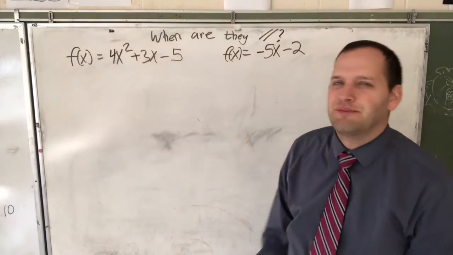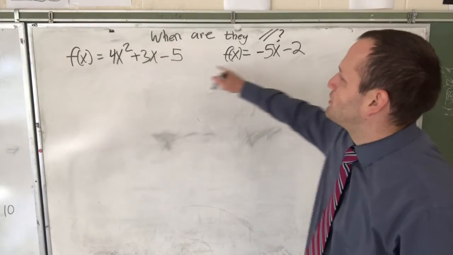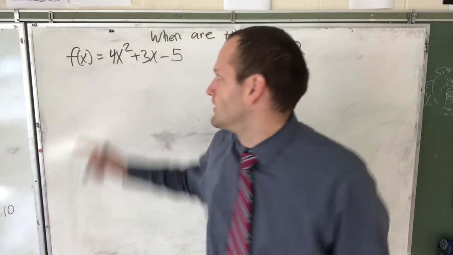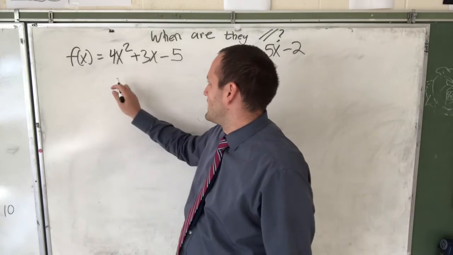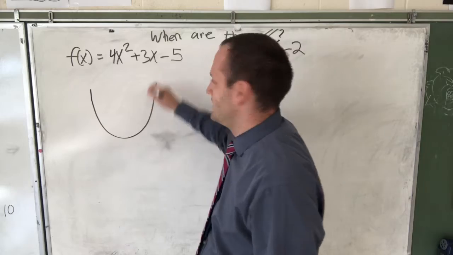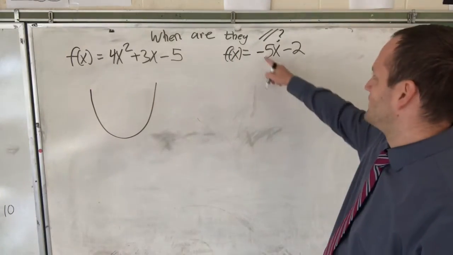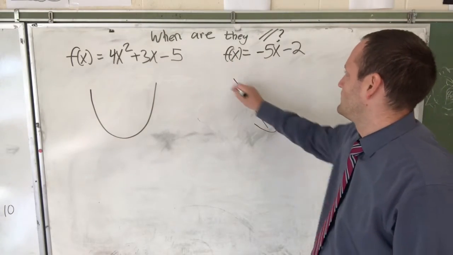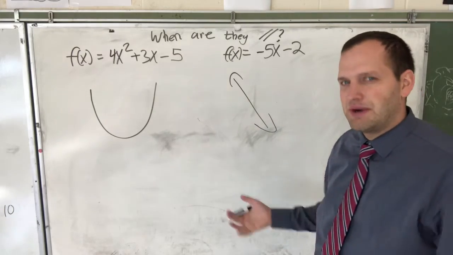All right, let's try another problem. Let's figure out when these two equations are parallel. Over here we have a graph that's going to look something kind of like this. Over here we have a graph that's negative, so it's coming down. At what point are they parallel though?